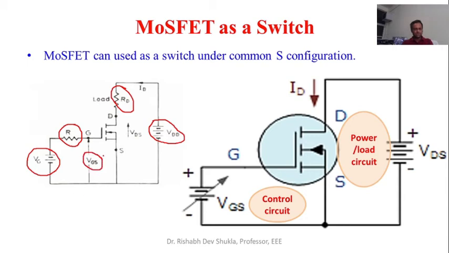If our gate to source voltage is greater than the threshold voltage of this MOSFET, you can see the MOSFET is on. That means it will conduct from drain to source. Drain to source conduction is possible once we have a VGS voltage greater than the threshold voltage of this MOSFET. As we increase the voltage, you will find a gradual increase of this drain current up to a certain limit. When our drain current stabilizes, afterwards the load circuit or power circuit parameter is responsible for regulating this drain current.